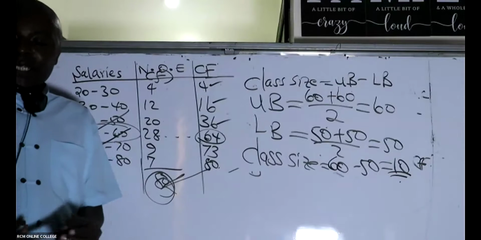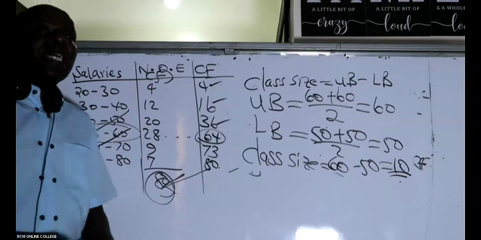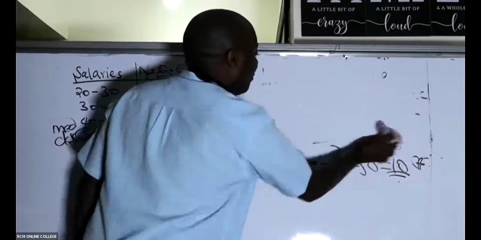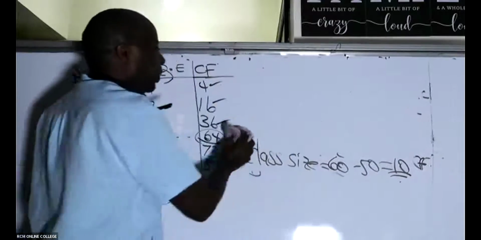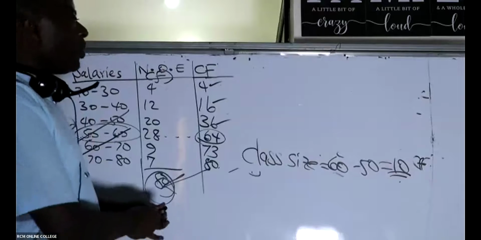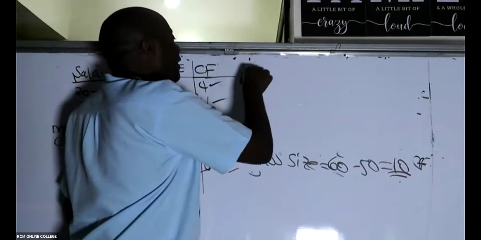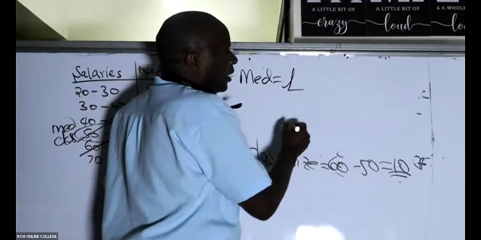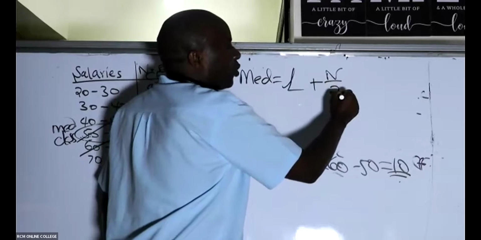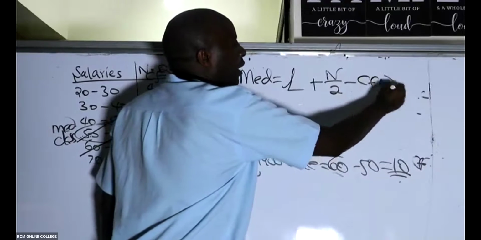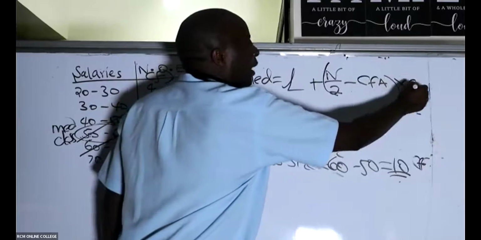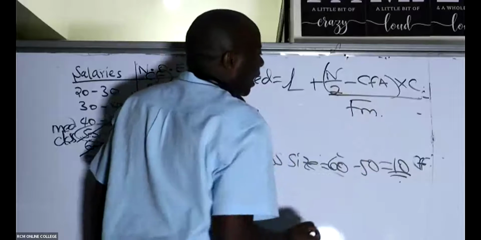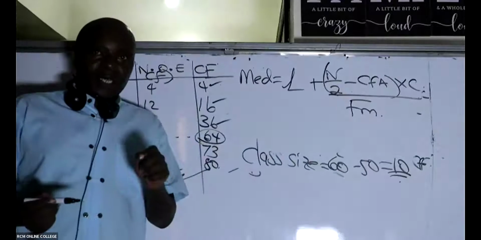Now, once you get the class size, let's remind ourselves about the median formula. This is what we have as our median formula. Median is equal to the lower class boundary, plus n over 2, minus the cumulative frequency of the class above, multiplied by the class size, C, all over the frequency of the median class.